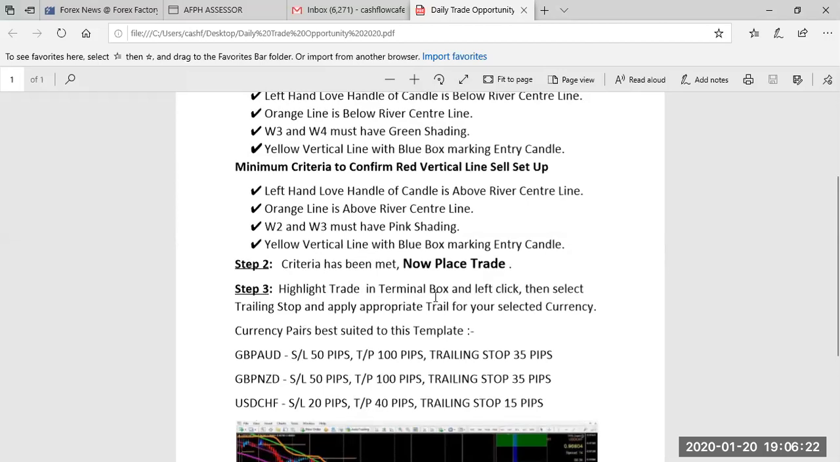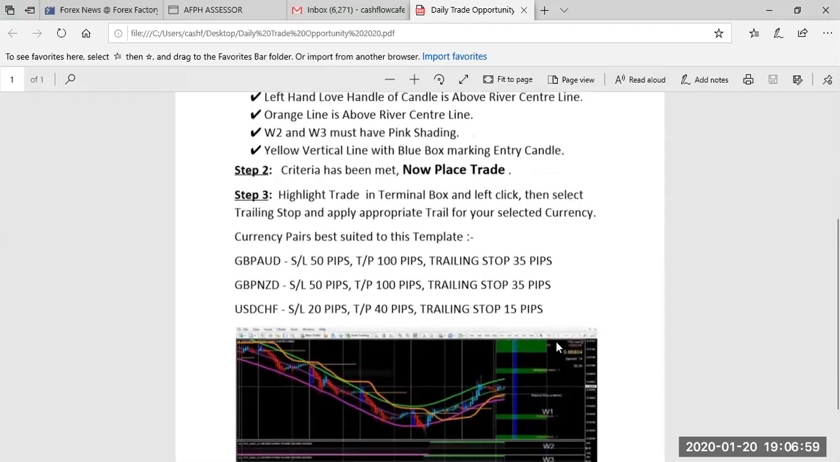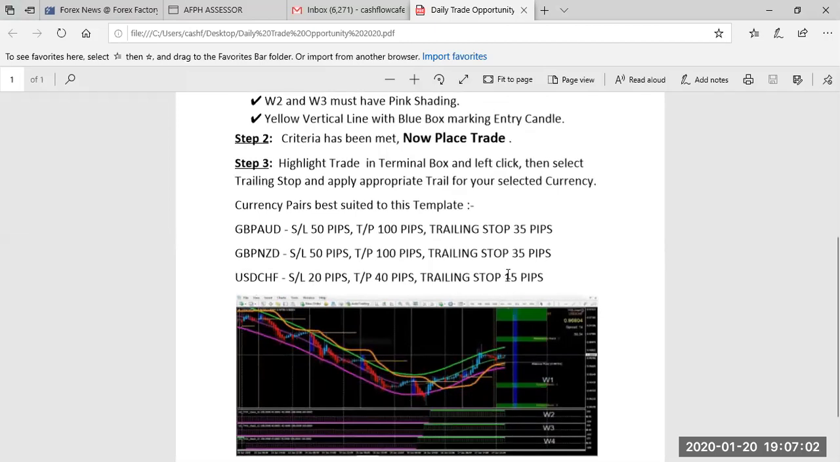Step 3, highlight the trade in your terminal box, left click, then select trailing stop, apply appropriate trade for your selected currency. Currency best suited to this template: Pound Aussie, stop loss 50 pips, take profit 100, trailing stop 35. Pound New Zealand, 50, 100, trading US Swiss. There are certain currency pairs that have a nice fit with this template and this time frame, and select it there, and there's a picture of it.